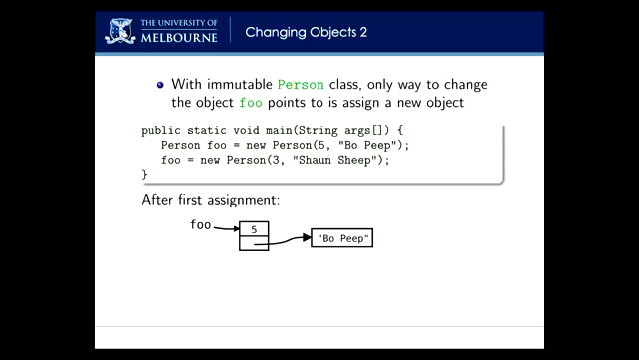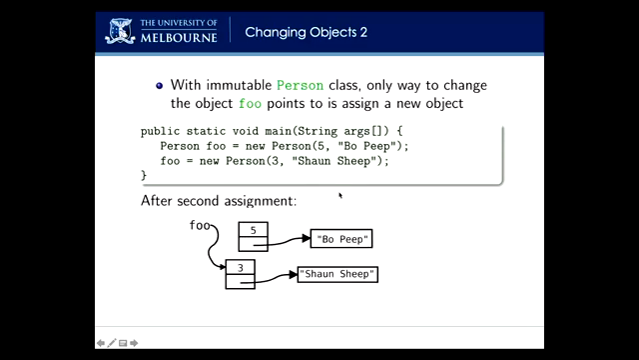So if the object is immutable, like a string, the only way to make a new string is to make a new string. The keyword new is quite important. So you have a person, foo, a type of object person, which we're calling foo. You're providing the age of 5 and the name of Bo Peep. And then if you want to change foo to be a new value, you make a new person with a value 3, Sean Seep, right?